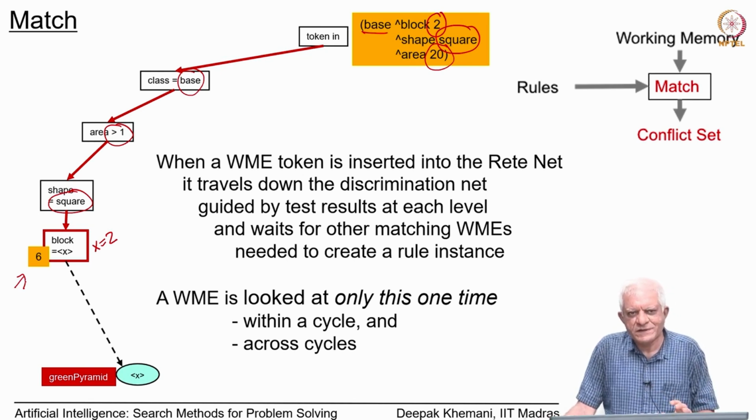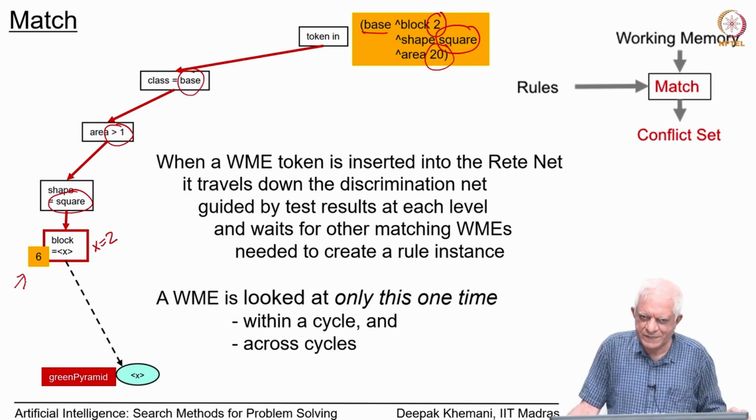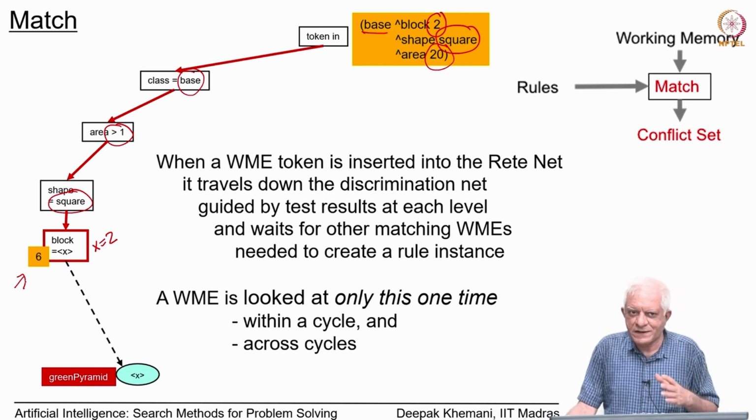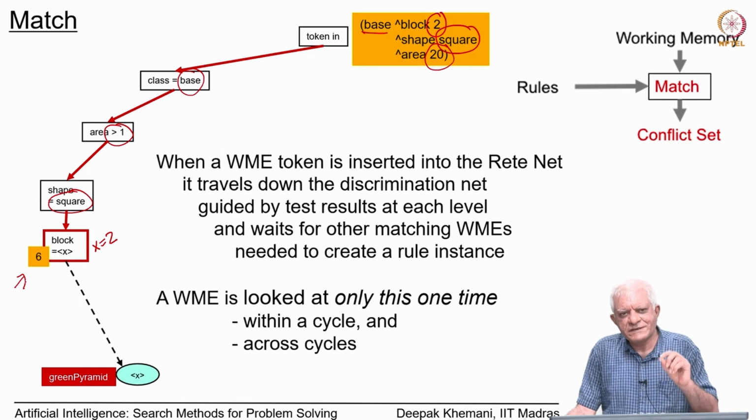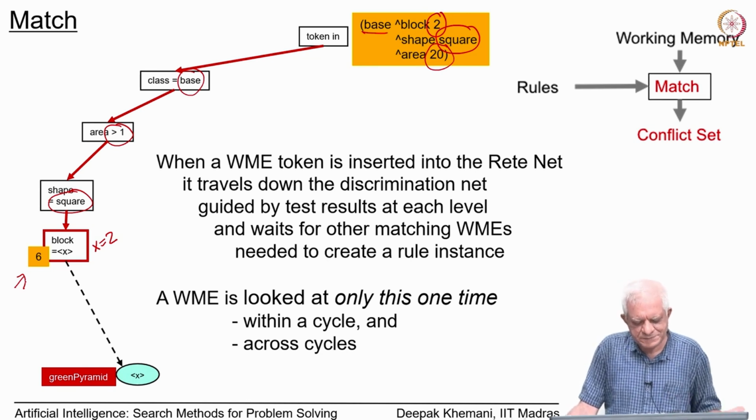So, this is the key to that: every token, every working memory element, is looked at only once, and that happens when it is dropped into the network and travels down certain paths. It is never matched again and again, either within the cycle or between different cycles. The only time it is looked at is when it is added to the working memory. Okay. So, that is the key to the efficiency.